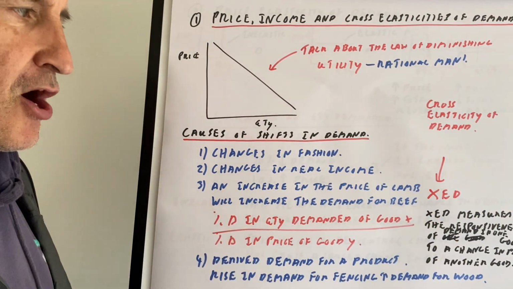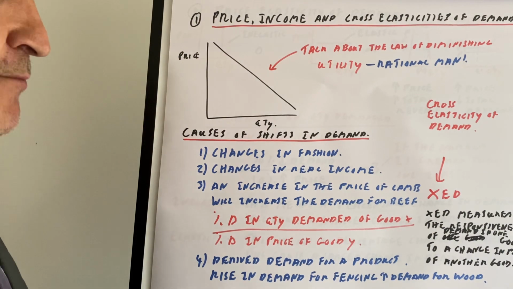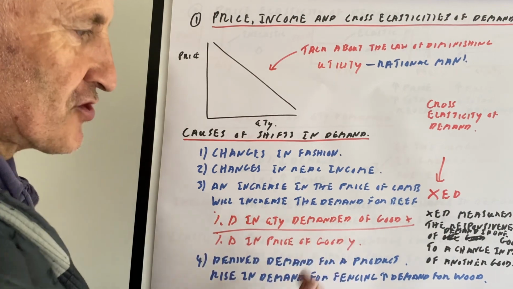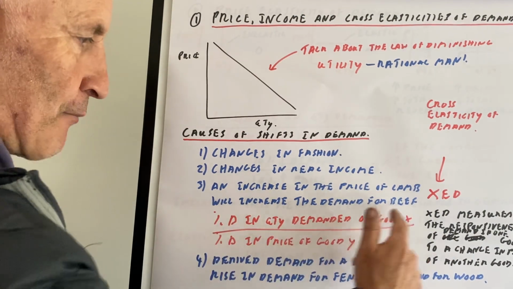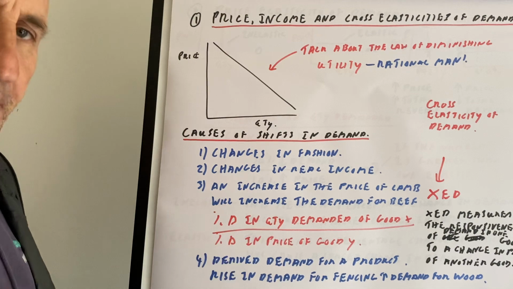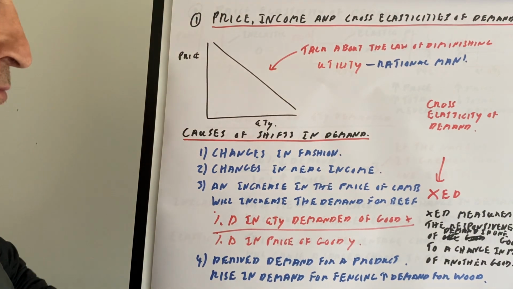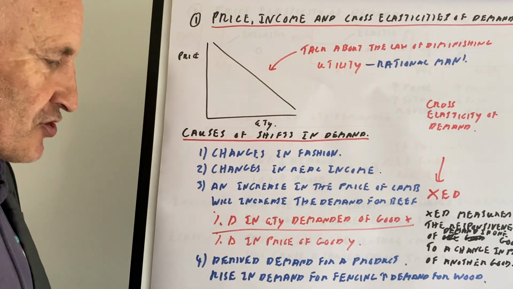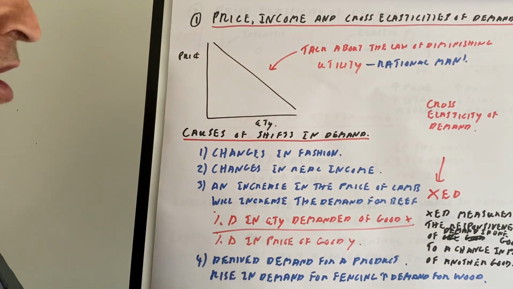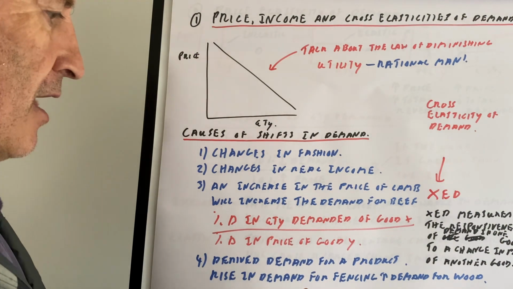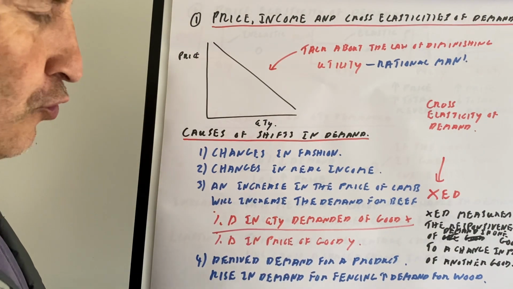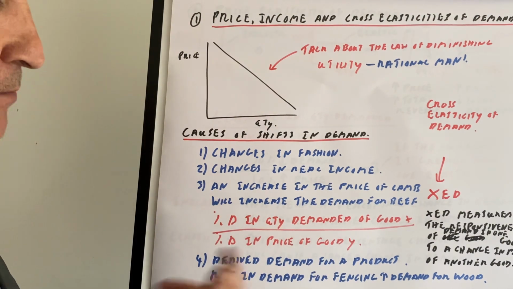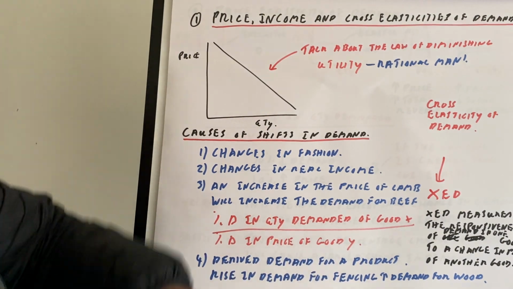The cross elasticity of demand measures the responsiveness between two goods. So the percentage change in the price of one good, the price of beef goes up, then the demand for lamb will also go up. Those are substitute products, so therefore they have a positive cross elasticity of demand. If the cross elasticity of demand is zero, there's absolutely no relationship between the two goods at all. And derived demand for a product: if there's more demand for, say, coffee, then there's going to be more coffee shops. There's going to be a greater demand for baristas.